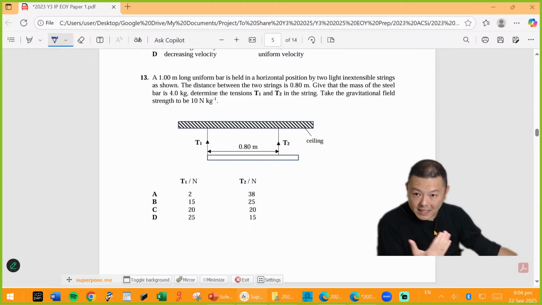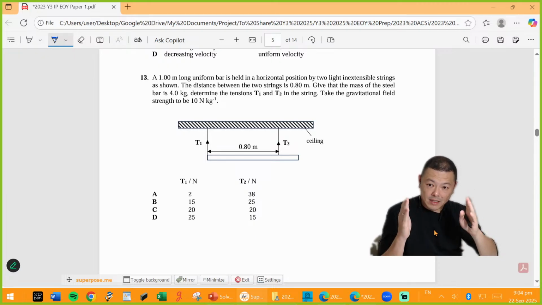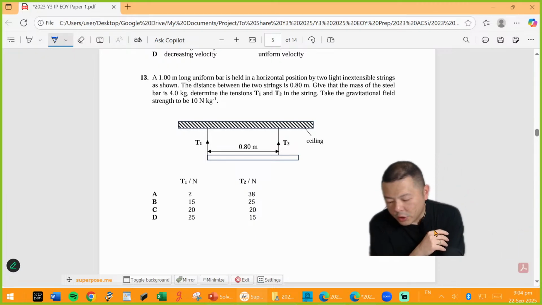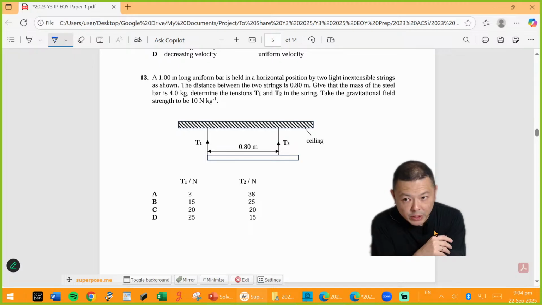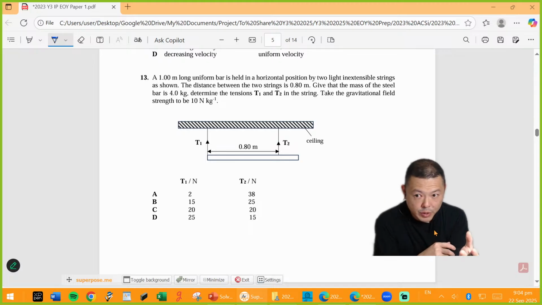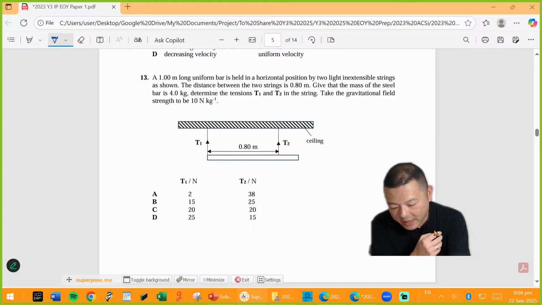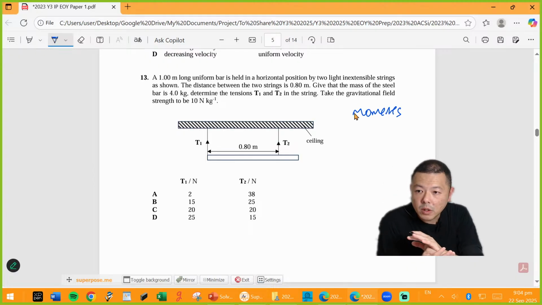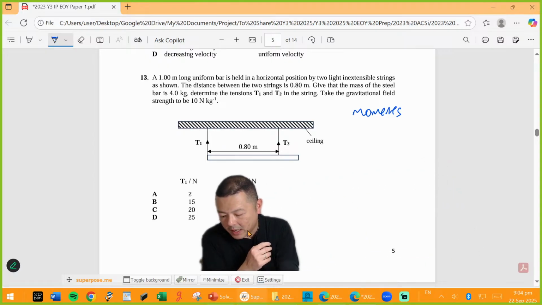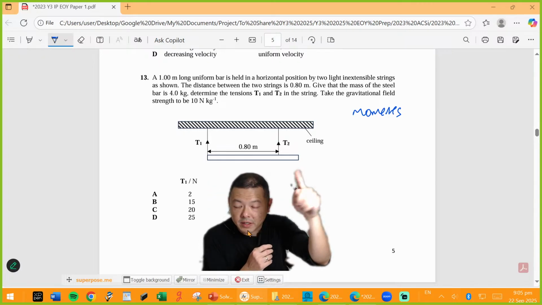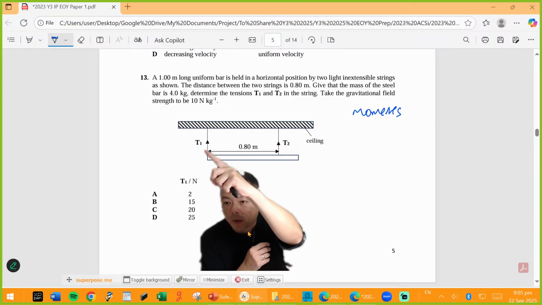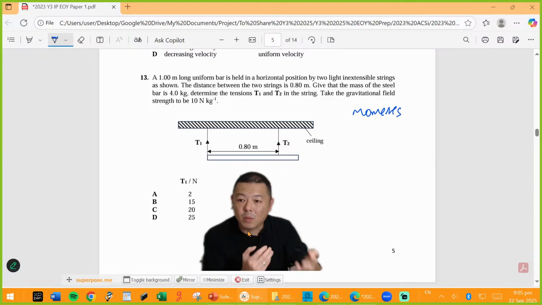Basically the bar is being balanced. You could take T1 to be the pivot, you can take T2 to be the pivot. So I'm showing you how this is done. For moments, you have to choose a pivot, but before that, very important, what's our standard procedure? What's the first thing we do for moments? We draw all the forces acting on this beam, this bar. Two forces have been drawn for us already, T1, T2. What other forces do we need to draw?